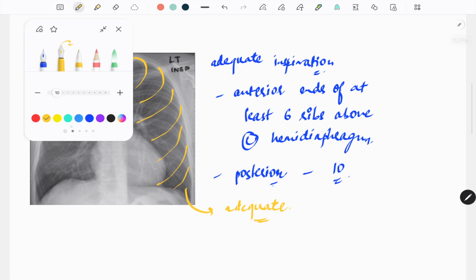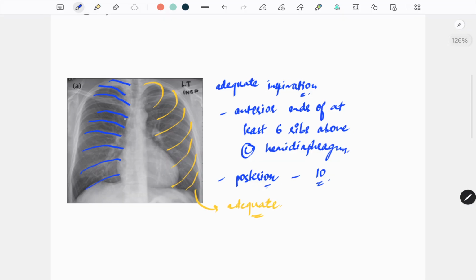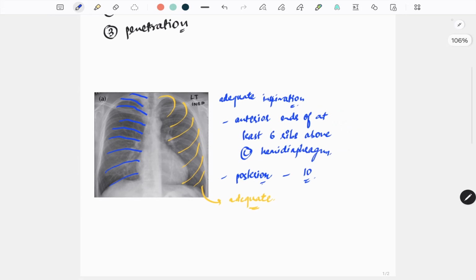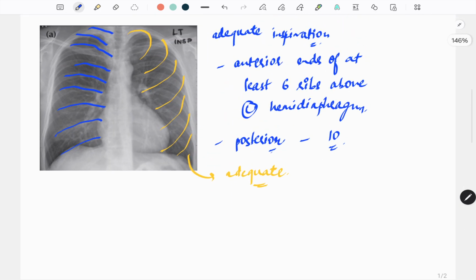Okay? Now we'll come to the posterior ends. These are the posterior ends. This, this, this, this, here, this, and this. Okay? So 1, 2, 3, 4, 5, 6, 7, 8, 9. Okay? And one more here. So this is adequate inspiration.